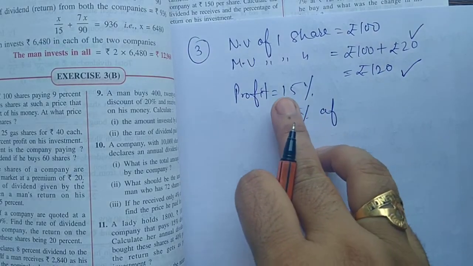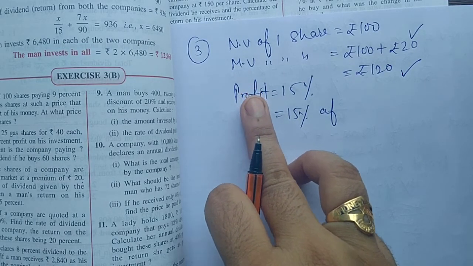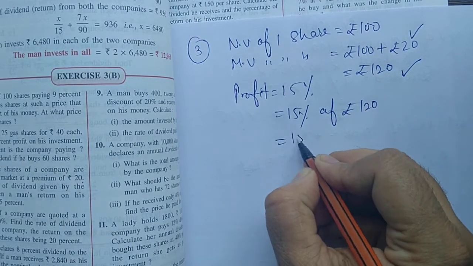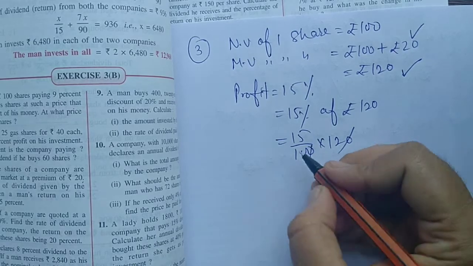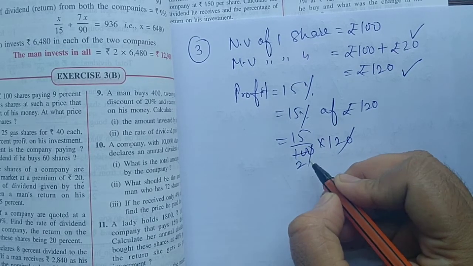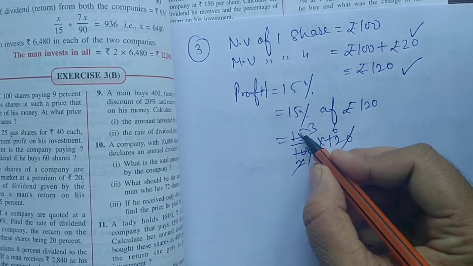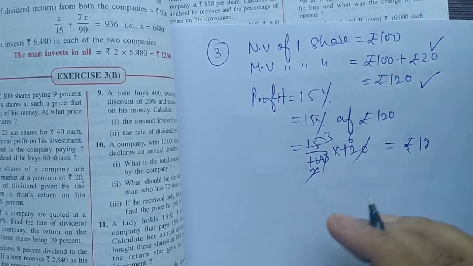Now find 15% of this market value. I already told you that profit we will take from the market value, not from the nominal value of 120. So 15 upon 100 multiply by 120. Zeros are cancelled. Then 5 2s are 10, 5 3s are 15, 6 3s are 18. Profit is of rupees 18.